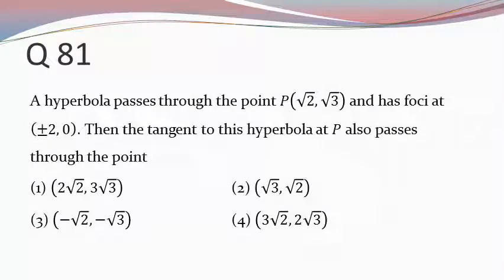Take a moment to read the question. So a hyperbola passes through the given point P and has foci at plus minus 2, 0. The tangent to this hyperbola at the point P passes through which of the following points? How do we do this question?